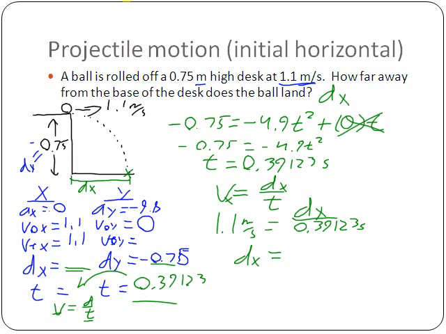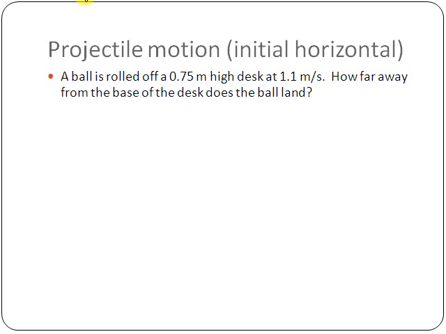So 0.43 meters is going to be our final answer. And so this ball will land 0.43 meters from the base, 43 centimeters from the base of the desk. And that's basically how you would work out a simple projectile motion problem in the horizontal direction. So let's look at another case of horizontal original motion. Let's see what we get here.